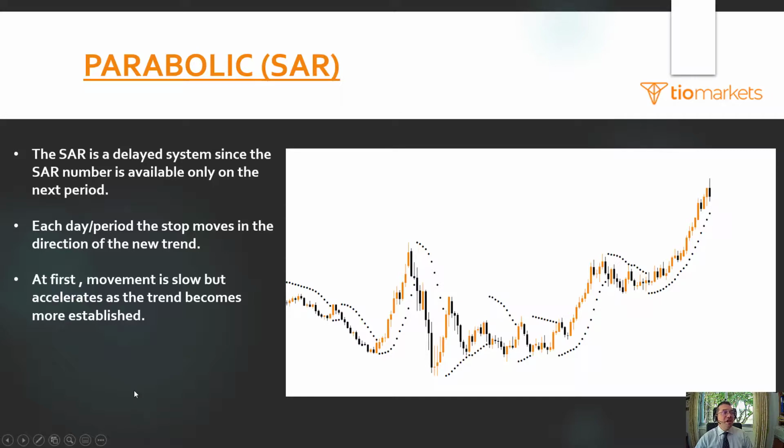So each period, the stop moves in the direction of the new trend. So if the trend is higher, as we see here, then every day or every period, depending on your time frame, the dots will remain until there's a reversal. Here again, you can see the dots were remaining until there was a reversal. So you always, as a trader, have a position in the market. At first, the movement is slow, but then it accelerates as the trend becomes more established.